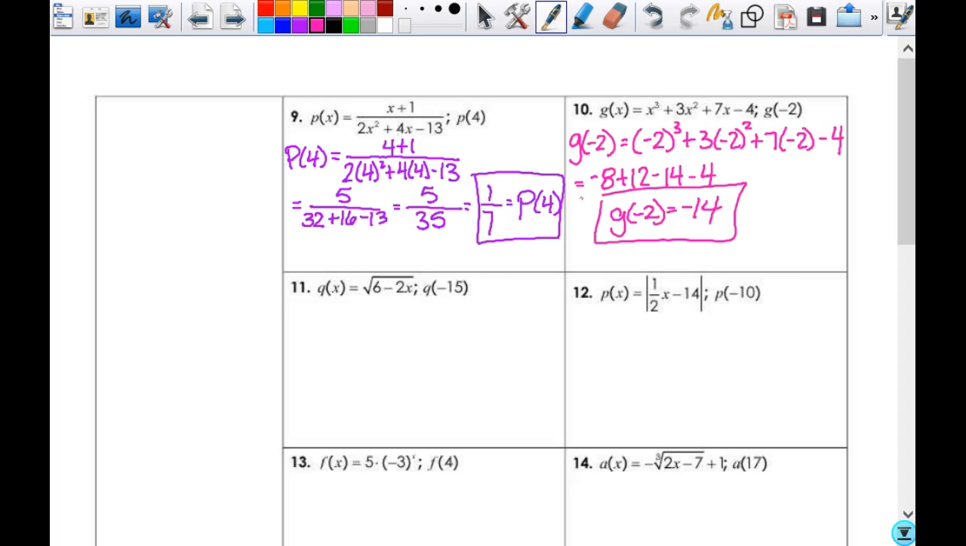All right, so let's look at 11. I want the Q of negative 15 equals the square root of 6 minus 2 times the negative 15.